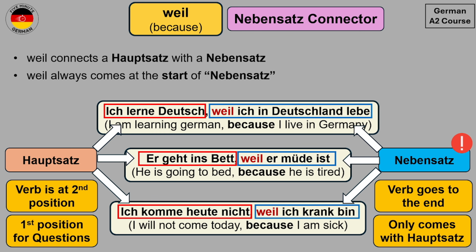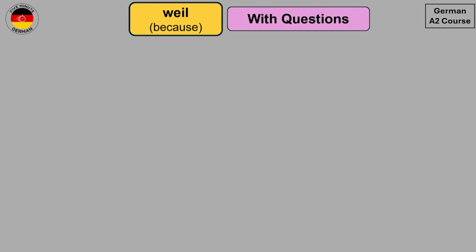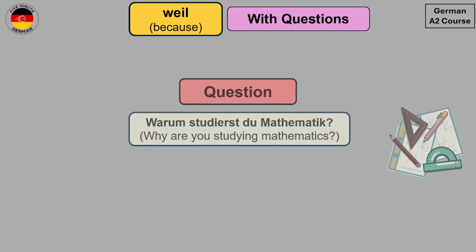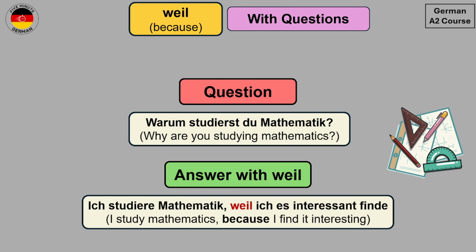Now let's take a look at a few more examples with weil. So suppose somebody asks you the question, "Warum studierst du Mathematik?" Why are you studying mathematics? Now since they are asking you for a reason, you can answer this question with weil. And you can say, "Ich studiere Mathematik, weil ich es interessant finde." I study mathematics because I find it interesting.